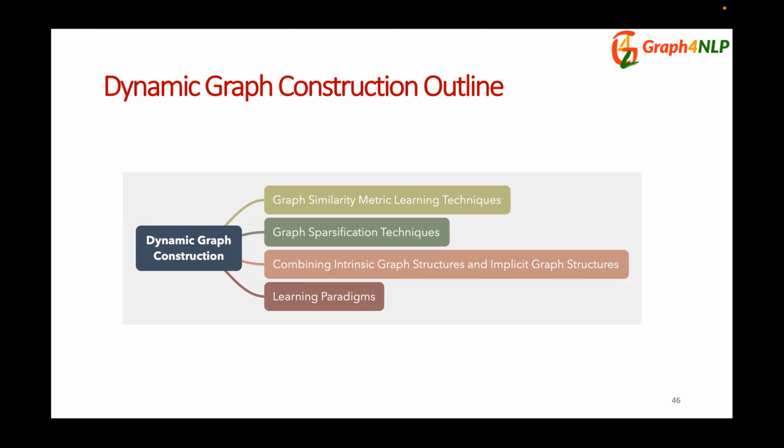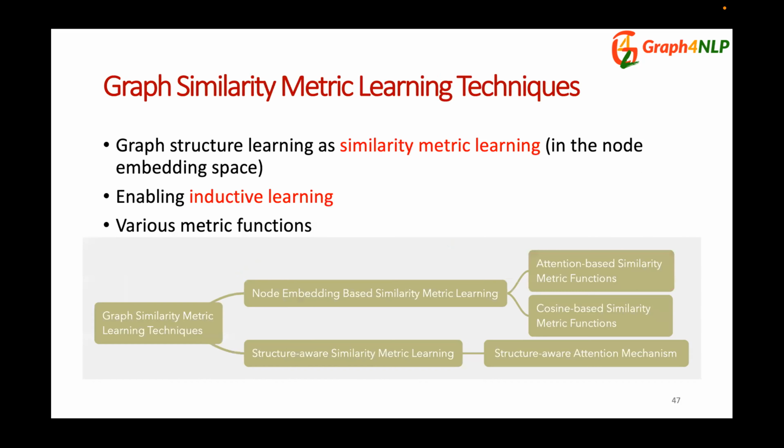These techniques include graph similarity metric learning techniques, graph sparsification techniques, how to combine the intrinsic graph structure and implicit graph structures for better performance, and also various graph structure learning paradigms. Let's first talk about graph similarity metric learning. The idea is to compute the pairwise node similarity in the node embedding space and obtain an adjacency matrix based on that.